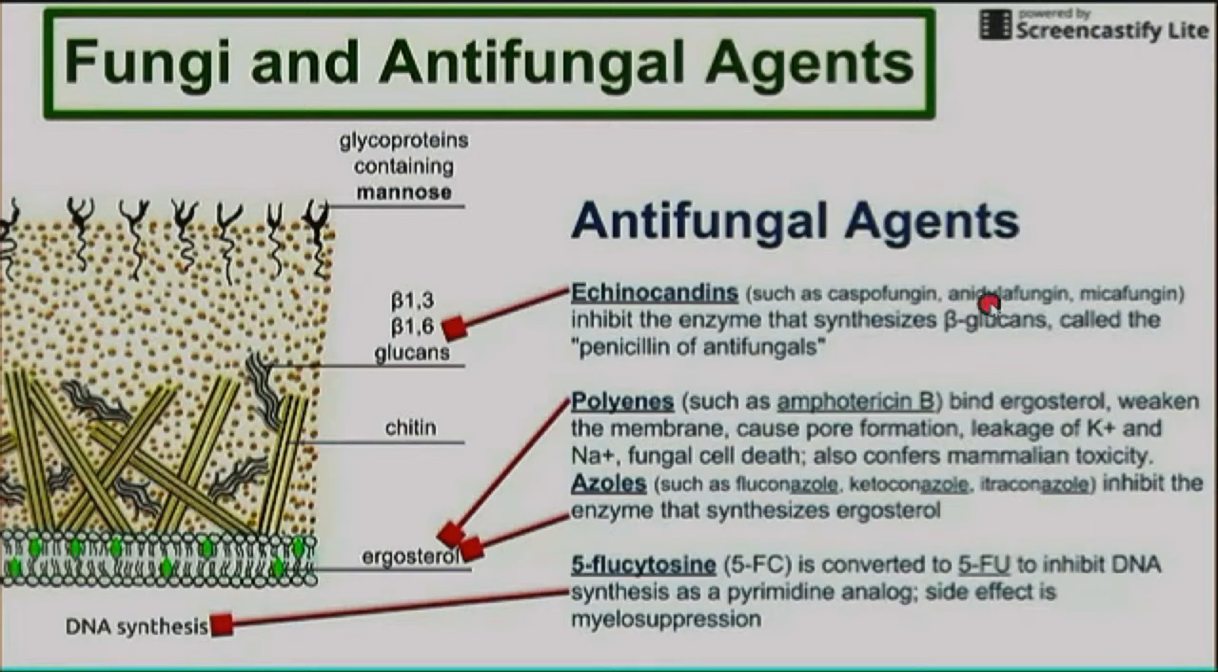Other than that, amphotericin B can also be used, but this also has many adverse effects. So the other group is the echinocandins. Echinocandins essentially consist of caspofungin, anidulafungin, and micafungin that inhibit the synthesis of beta-glucans. And so these echinocandins destroy the wall of the fungi. So it's called the penicillin of antifungals.